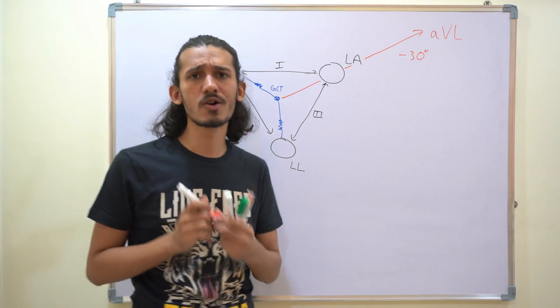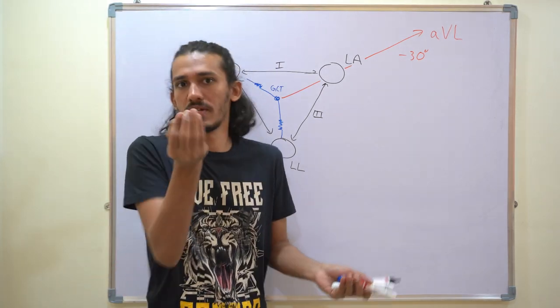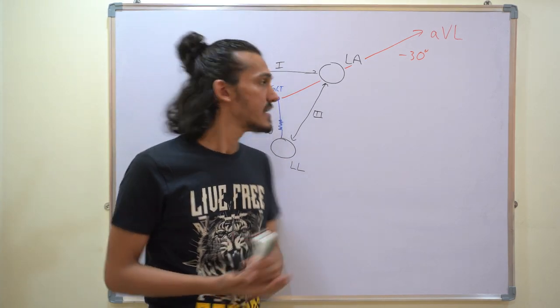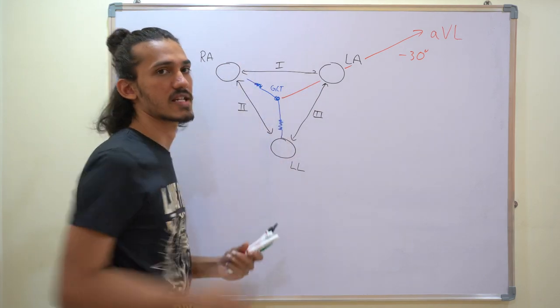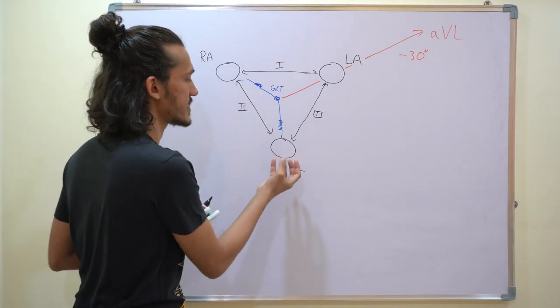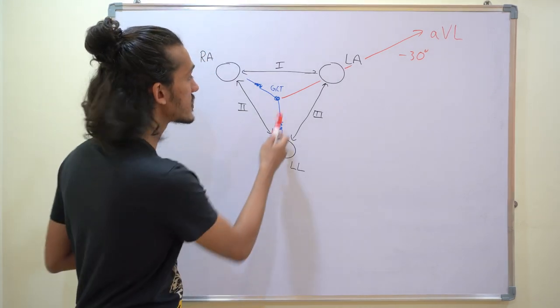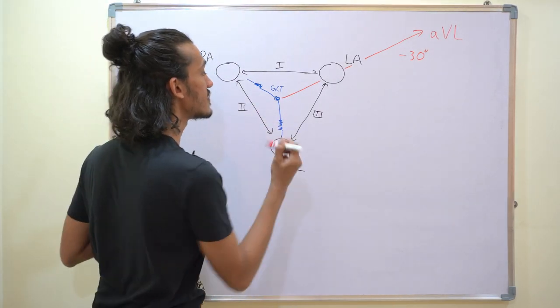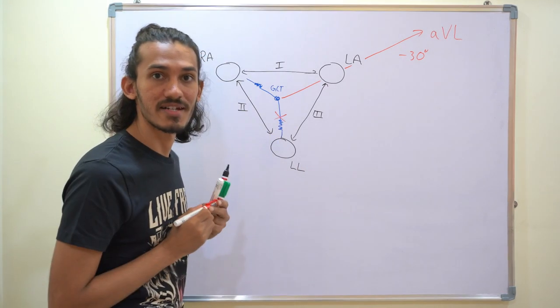And here's the thing about Goldberg central terminal. In Wilson's central terminal, it is always the same. There's only one central terminal. Right? Here, the nature of the central terminal changes based on which electrode we're taking. Now, say if I'm taking the left leg, right? So this will be the active electrode. So this will no longer be present in the central terminal.